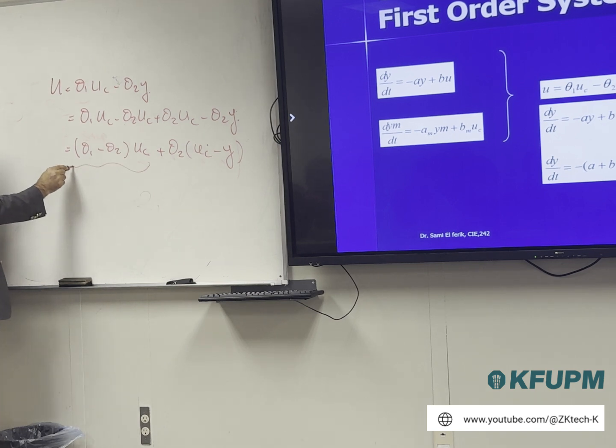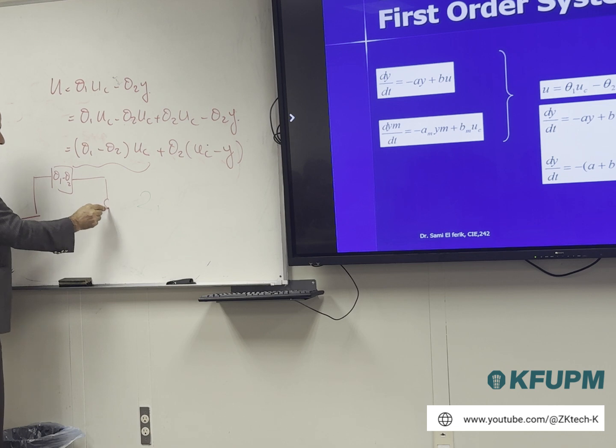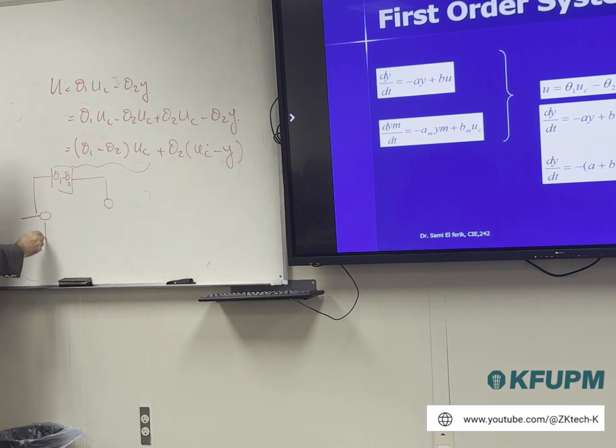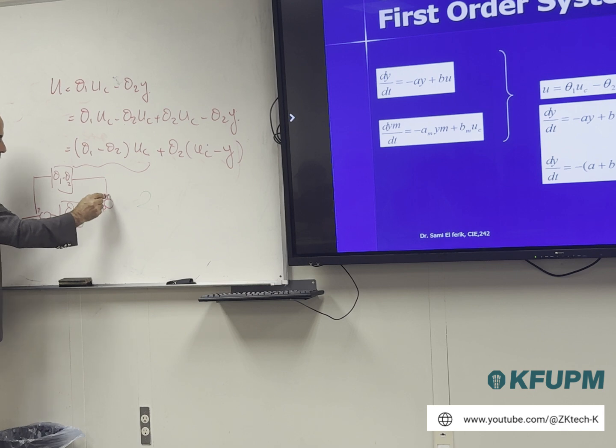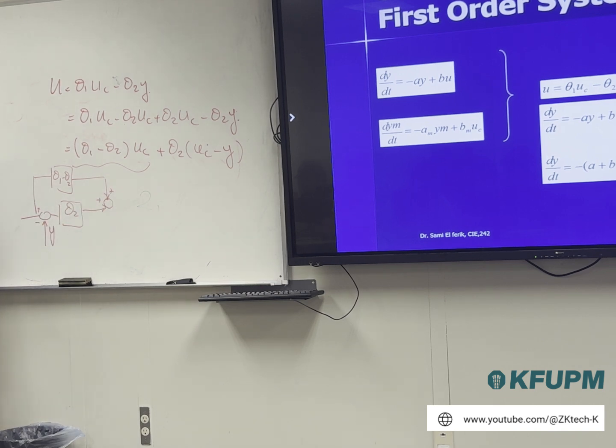This is coming from the reference. So I have the reference uc. It's multiplied by theta 2 minus theta 1. It comes like this. And then we have here the controller. This is y. And then this will be multiplied by theta 2 and brought here. Makes sense, right? So I decompose my system in a feed forward part and a feedback.